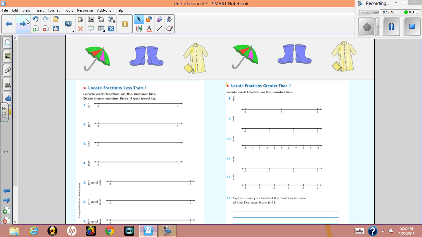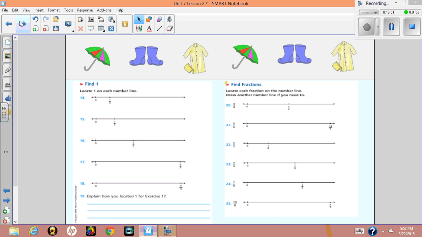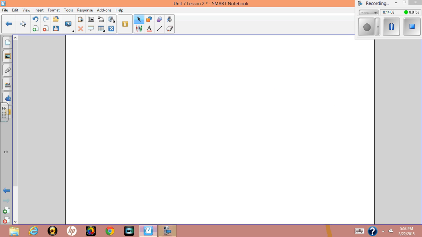Now what you're going to be doing is you're going to be locating fractions that are less than 1, locating fractions that are greater than 1 on the number line. You will also be finding where 1 would be located. Remember, equal parts are essential when we are working on fractions. You will find the fraction that is identified. These are all skills that we'll be working on.